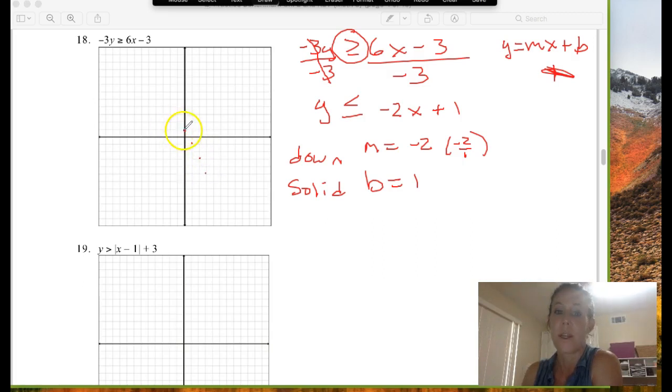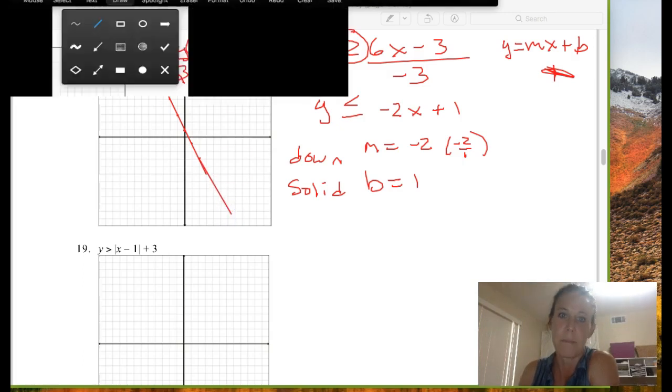Or you could rise 2, but then you have to go back 1. Did I count that right? Yeah, rise 2, you've got to go back 1, okay? Since I have a solid line, I'm going to go ahead and make this solid. He's a solid line, and hopefully I'm hitting the right points there. I'm not going very accurate here. Okay, there's my solid line.